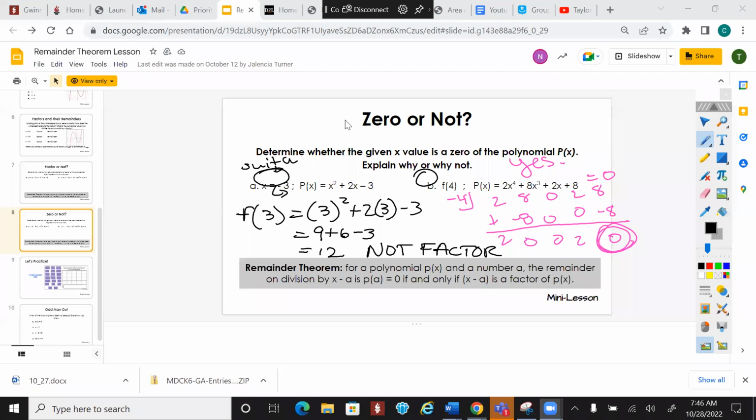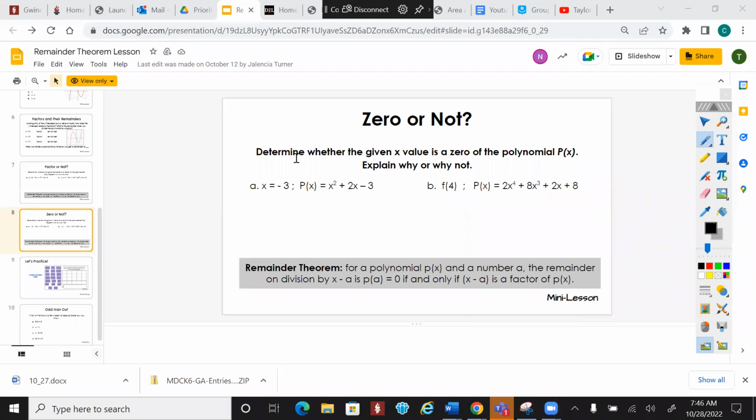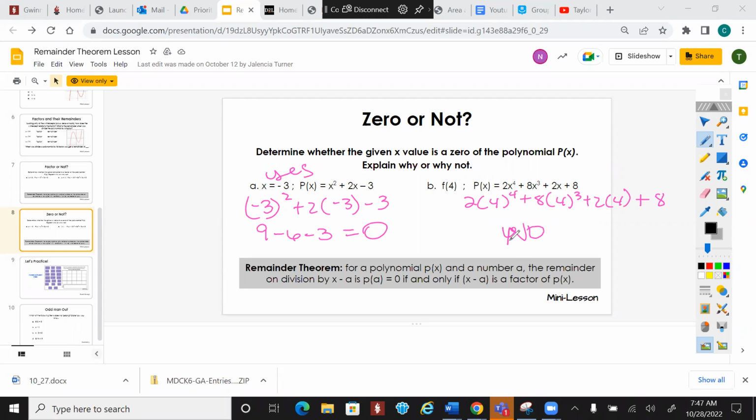I personally think the synthetic way is easier just because I have to deal with smaller numbers. All right, last part. If you took these and plugged them straight in, this is going to give you 9 minus 6 minus 3. That's going to give you 0. So is this a zero of the polynomial? Yes. If we took 4 and plugged it in, this is going to be no. This is not going to be 0.